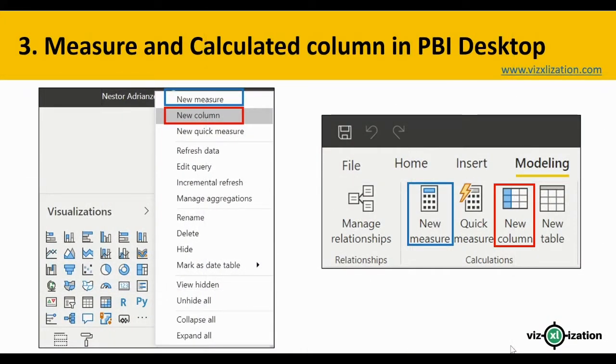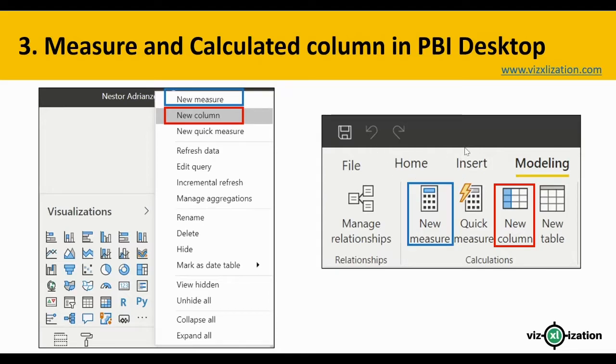Now we're going to learn how to create a measure and a calculated column in Power BI. Here on the left, we have a screenshot. If you go to the table, right click, and then this new window pops up, you have 2 options. If you want to create a measure, of course, you have to select new measure. Or if you want to create a new column or a calculated column, you have to select new column here. The second way is on the right.